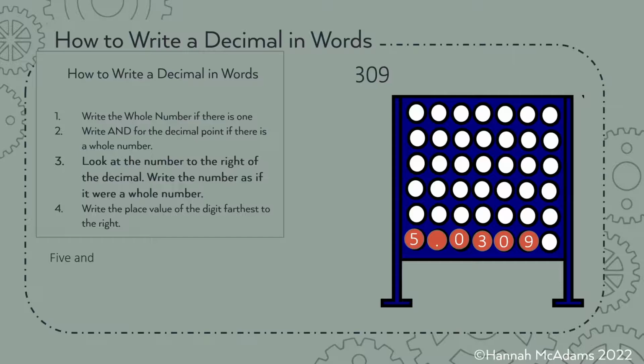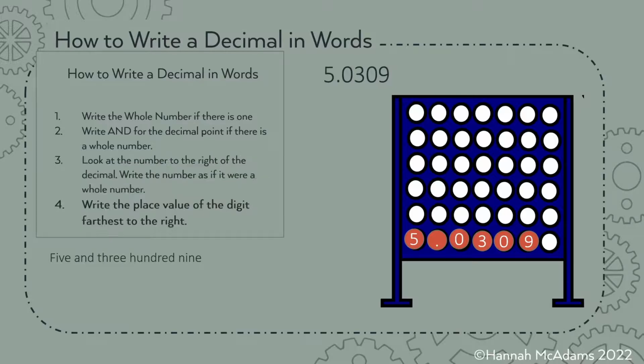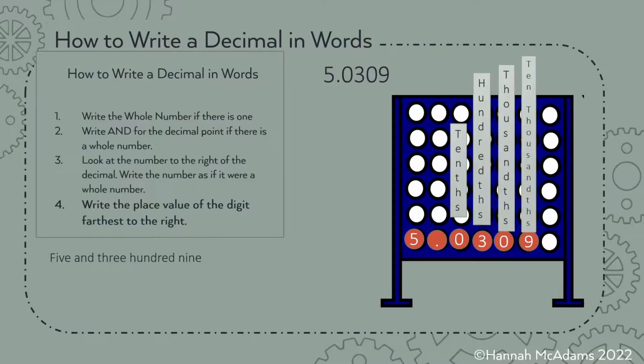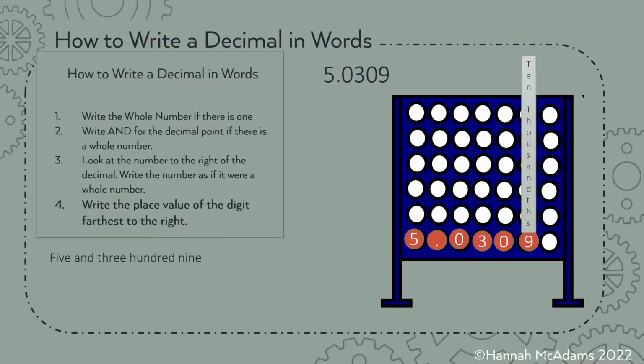And what number is that? If you were to write that in words, you would write 309. Now notice again, I didn't say "309 and." I just said 309 because we've already used the "and" to represent the decimal point. So I'm going to write 309 in words, okay? Great. And the last step is to write the place value of the digit farthest to the right. So we have tenths, hundredths, thousandths, 10,000ths. Okay, the 9 is the farthest, and it is in the 10,000ths place. So I'm going to write that 10,000ths. So the number is 5 and 309 10,000ths.